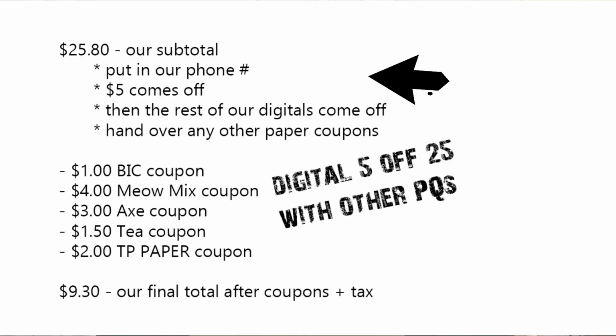But what if we have a digital 5 off of 25 coupon and other paper coupons that we want to use? Same thing. Grab your items, head to the register, scan them in, have the cashier hit total, then put in your phone number to get that 5 off of 25 to come off first, and then hand over any paper coupons that you have last. The bottom line is you always want your $5 coupon to come off as early in the transaction as possible.